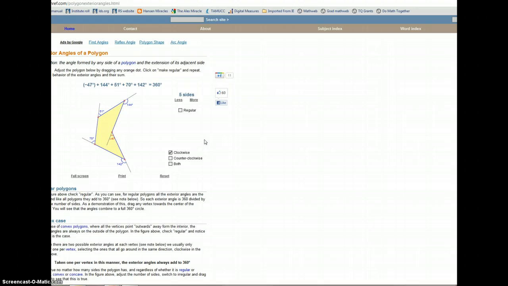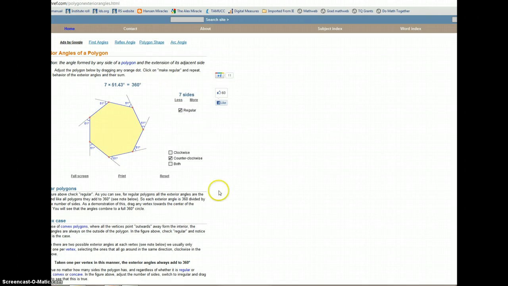If I push it in and make it concave, notice we get a negative exterior angle because we bent it the wrong way. I can actually change the pentagon shape to more sides, and you can see this heptagon or 7-sided polygon also has 7 exterior angles. This particular applet also allows you to switch directions of the extensions or change it back to regular.